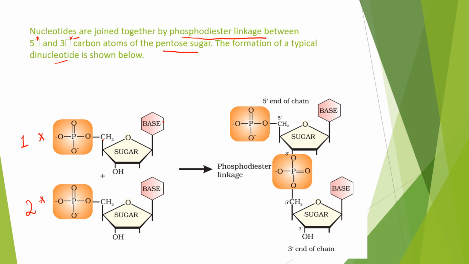When these two nucleotides combine, they combine from the 5 prime of one sugar moiety and the 3 prime of another sugar moiety. It forms a phosphodiester linkage. So this is the formation of a polynucleotide. But in this case, it is a dinucleotide because two nucleotides are joined by one phosphodiester linkage. So a simplified version is as follows.